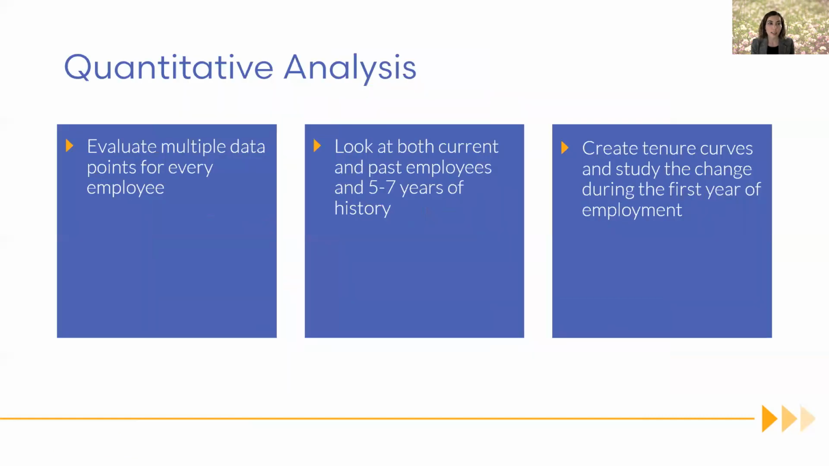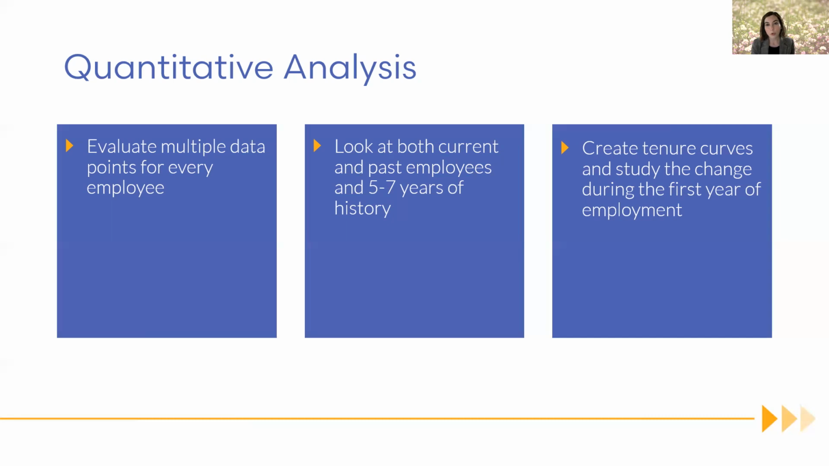So, the quantitative analysis. This is again, as I mentioned, important to have very clean information. From there, you can evaluate multiple data points for every employee. And historically, we've looked at 5 to 7 years of history, and we find that that's really important in order to really understand the true state of the organization prior to implementing any kind of changes. And then from there, we were able to create something called a tenure curve. Now, a tenure curve I'll review in the next slide.